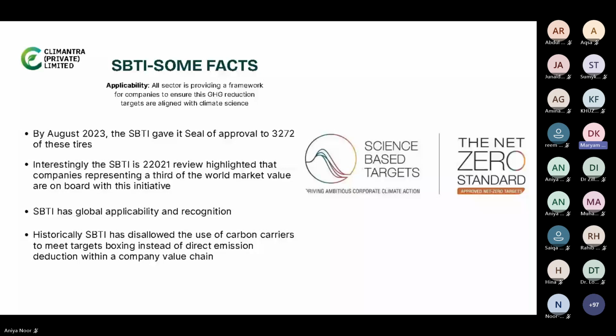By August 2023, SBTi had approved 3272 targets. Interestingly, a 2022 review highlighted that companies representing a third of the world's market value are on board with this initiative. Basically, industries are now voluntarily pledging or reporting that they are going to reduce these emissions. In the past, SBTi has disallowed the use of carbon offsets to meet targets, focusing instead on direct reductions.